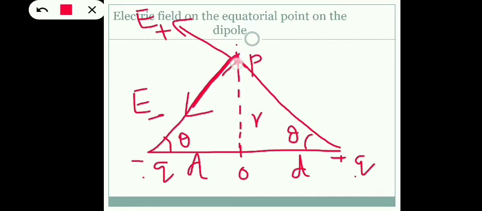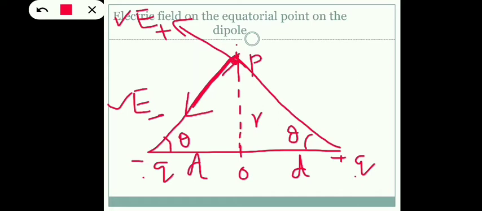So at the point P, we have two electric fields, E plus, which is the electric field intensity due to the plus q charge, and E minus, which is the electric field intensity due to the negative charge. I hope you understood the directions of the electric field, because for a positive charge, the electric field will act outwards. Hence E plus is like this. And the direction of the electric field will be pointing towards a negative charge. Hence the direction of E minus is pointing towards the minus q charge.